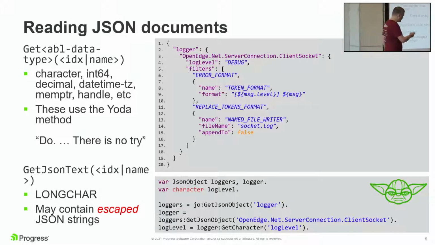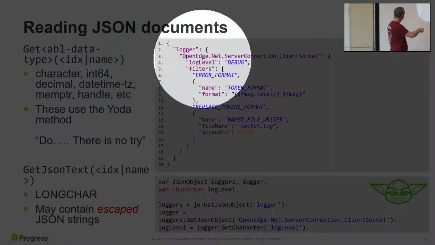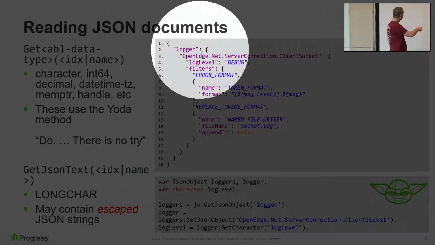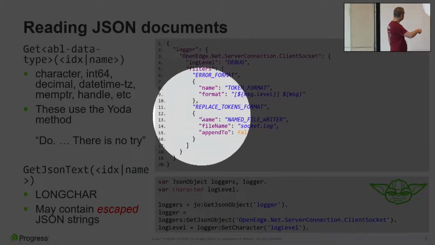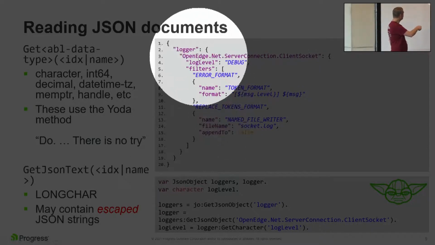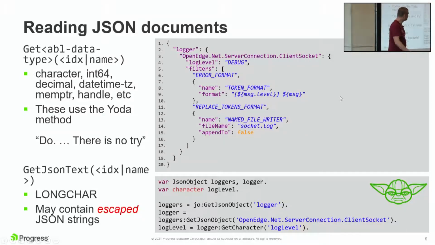So here we have one object, and another property called logger, which contains another object. Then we've got a property called OpenEdgeNet server connection client socket, which contains another object with log level, a property with a character, and filters, an array of either characters or objects. So that's our structure here. When we're getting data out of an object, we say get property name.